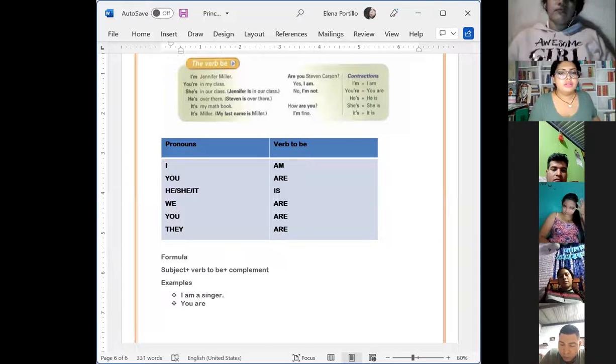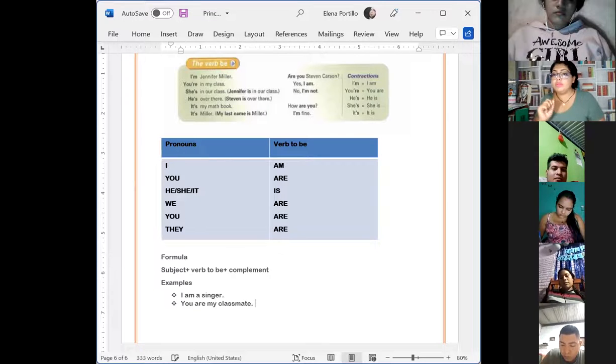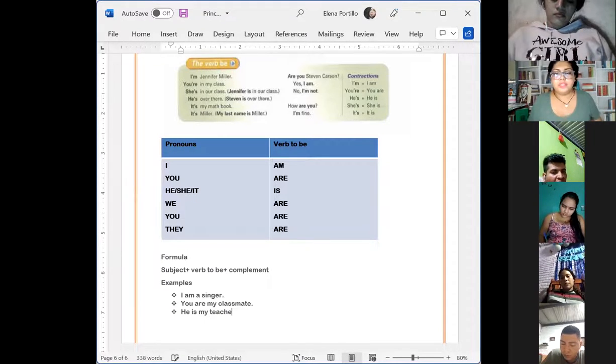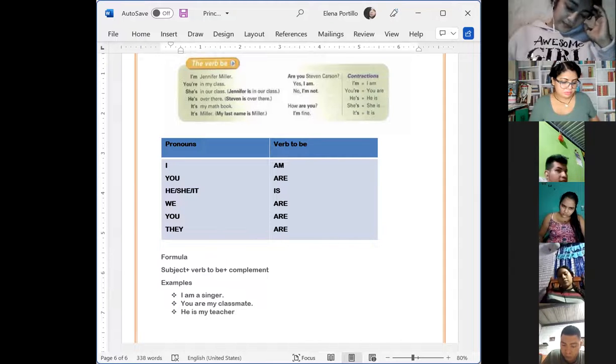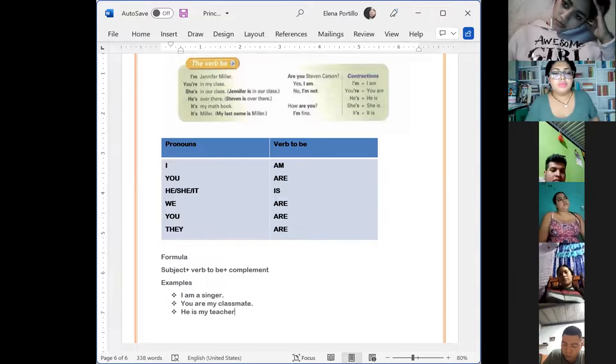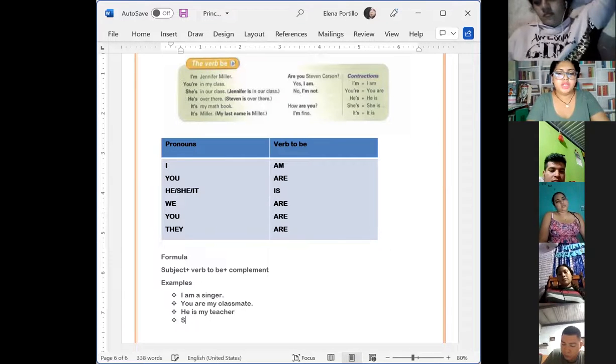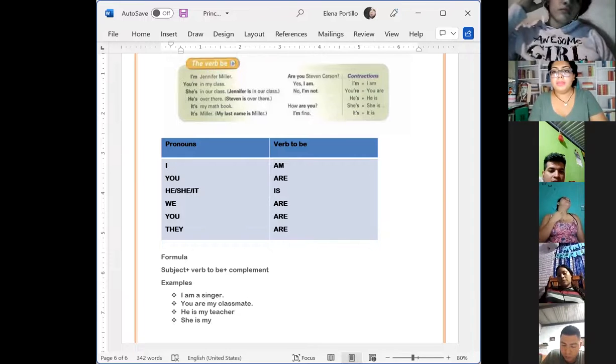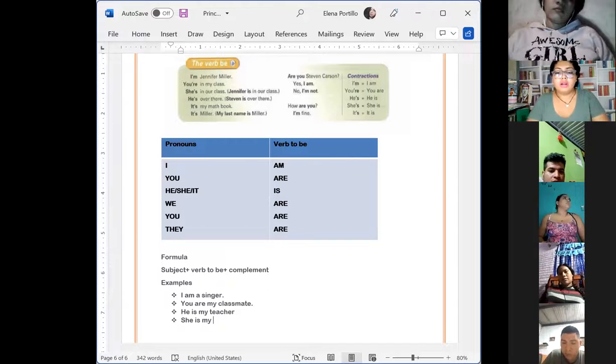Second one. You are my classmate. Second example. You are my classmate. Eres mi compañero. Ya completamos la fórmula con el segundo pronombre. Then, he is my teacher. Él es mi maestro. He is my teacher. Ahí ya completamos con el tercer pronombre. Then we have she is my cousin. Maybe. She is my cousin.